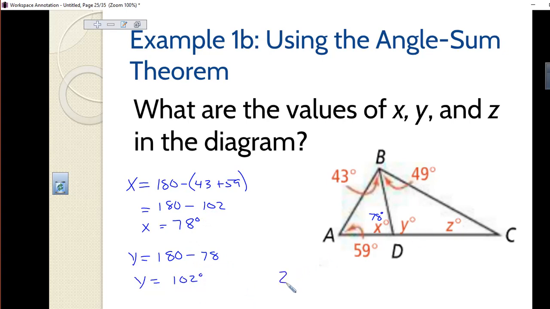And then for Z, we're going to work it the same way we did X. So Z is equal to 180 minus the other two angles. We said Y was 102. So it's 180 minus the sum of 49 plus 102. Add these up, that gives us 151.